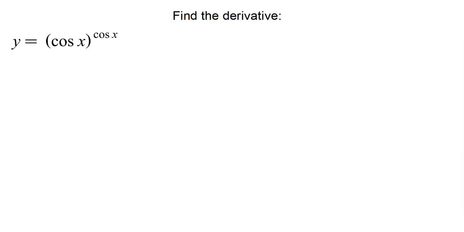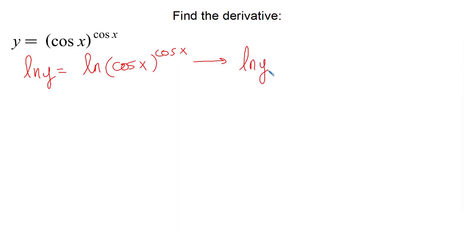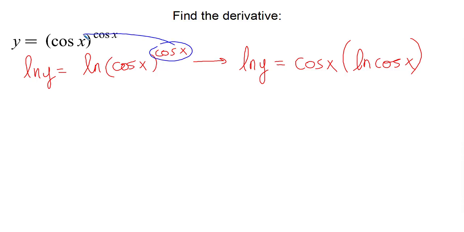So when we look at this second one, cosine of x to the power of cosine of x, we should immediately recognize that this is a function being raised to the power of another function, which means we need to take the natural log of both sides of this equation. So we're going to have natural log y equals the natural log of cosine of x to the power of cosine of x, which should be rewritten as natural log of y equals the cosine of x times the natural log of the cosine of x, right? We're just going to bring this exponent out in front of our logarithm.